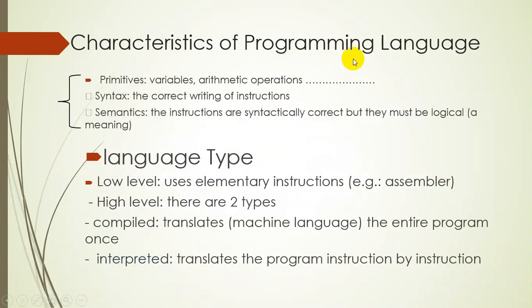Characteristics of programming languages. We have the primitives, which are variables, arithmetic operations, and so on. We have syntax, the correct writing of instructions. We have semantics: the instructions are syntactically correct, but they must be logical and have a meaning. We have two types of languages: low level, using elementary instructions, for example assembler; and high level, which has two types: compiled, which translates the entire program at once, and interpreted, which translates the program instruction by instruction.